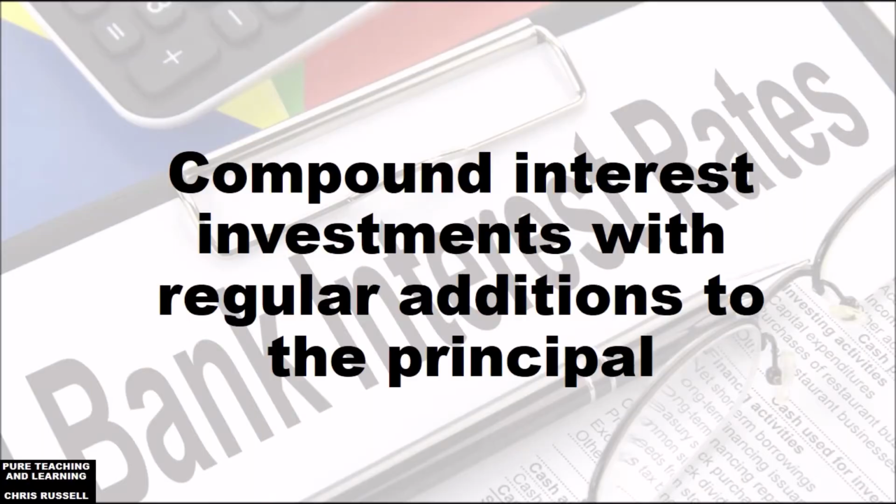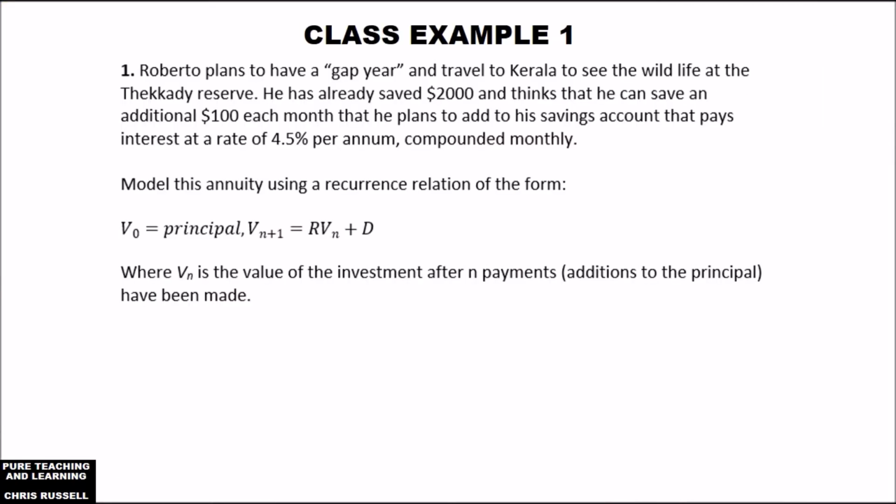Compound interest investments with regular additions to the principal. So now we have Roberto. Now he plans to have a gap year and travel. He has already saved $2,000 and thinks that he can save an additional $100 each month that he plans to add to his savings account that pays interest at a rate of 4.5% per annum, compounded monthly.